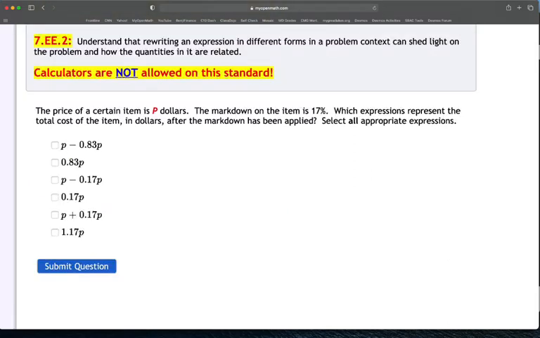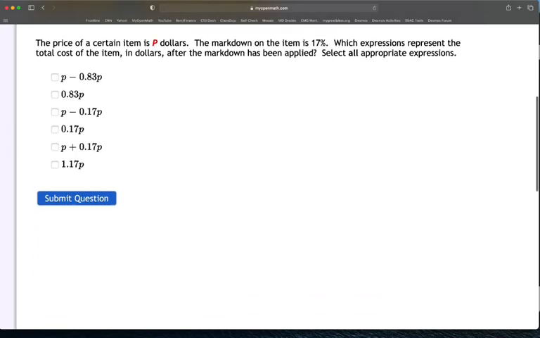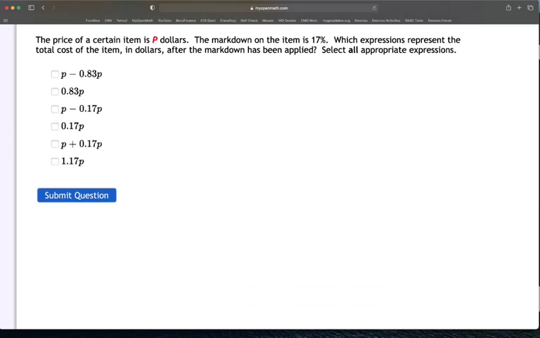In the standard 7.EE.2, where we are asked to understand that rewriting an expression in different forms in a problem context can shed light on the problem and how the quantities in it are related. Remember, calculators are not allowed on this standard. So let's pretend like we are presented with this problem. The price of a certain item is $P. The markdown on the item is 17%. When you have a markdown, that means you're decreasing the value by whatever percent it is that you are given.